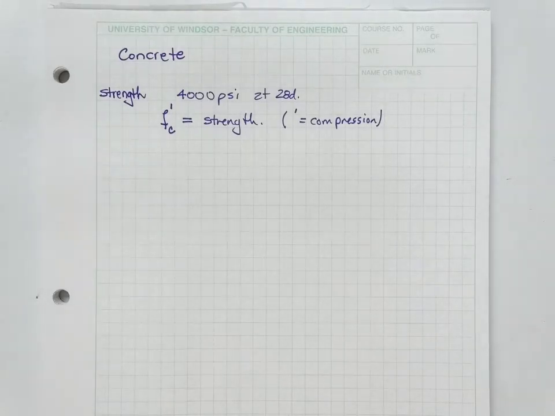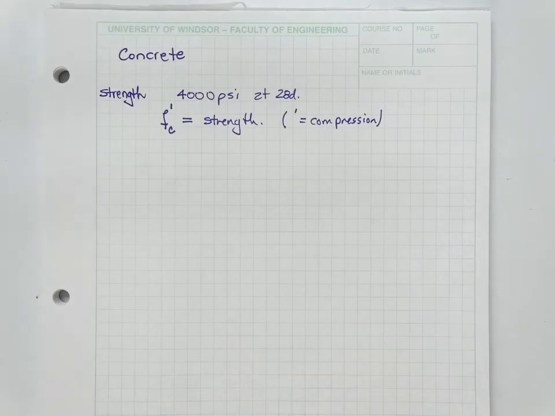But one of those is F, is strength or stress. Prime is in compression, so a squeezing force. And C, concrete, right? So we've got our concrete. It's got some really cool properties. It has strength. How about, what other property might we care about?